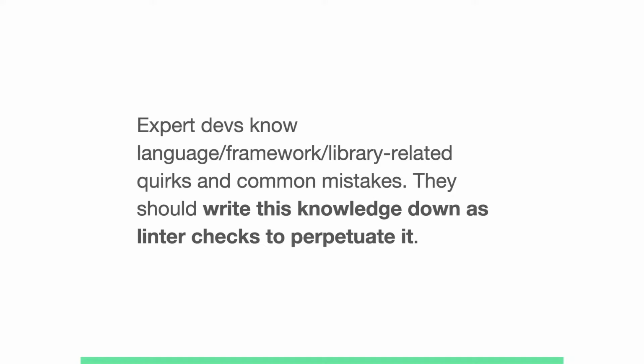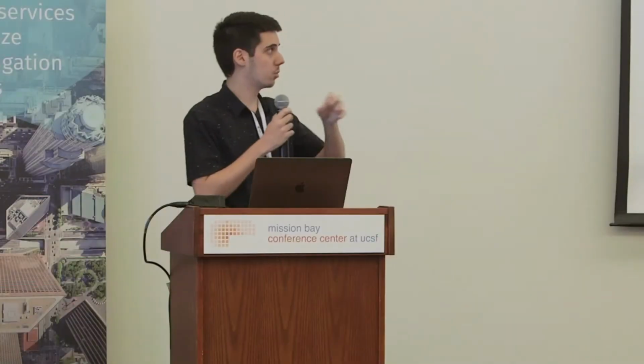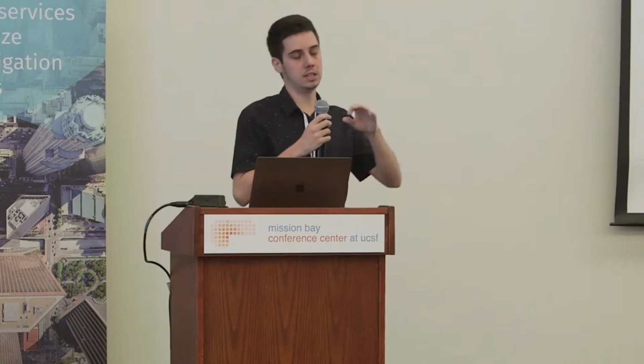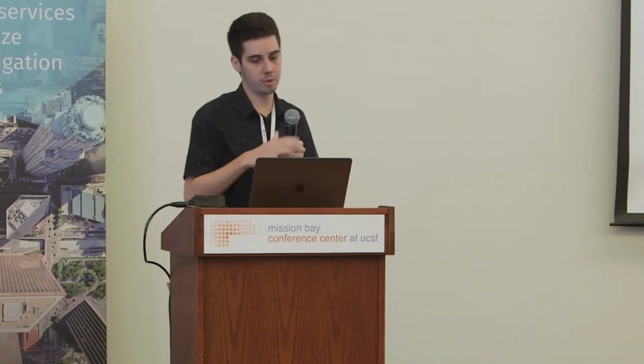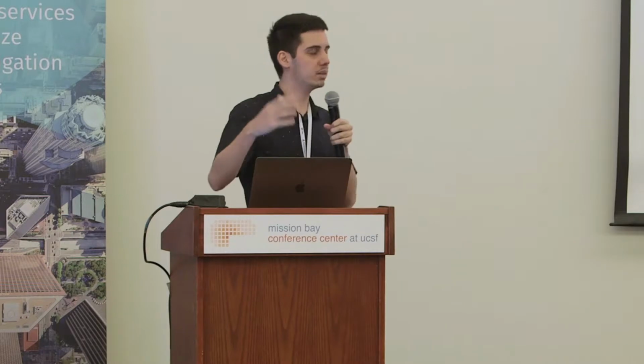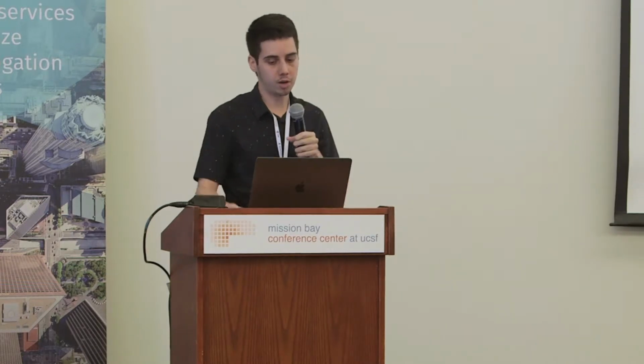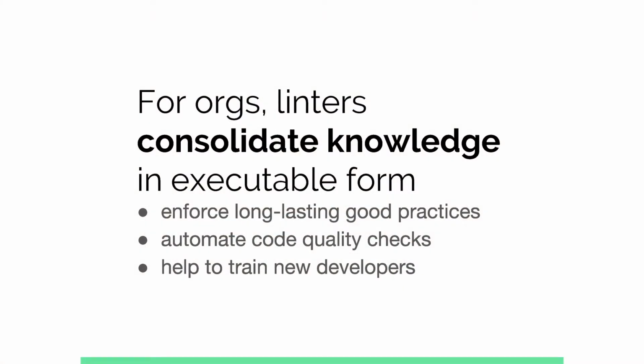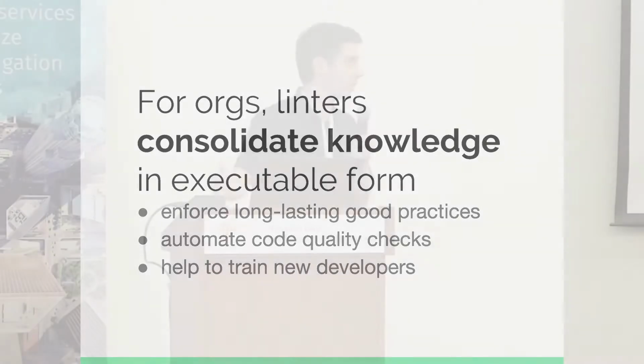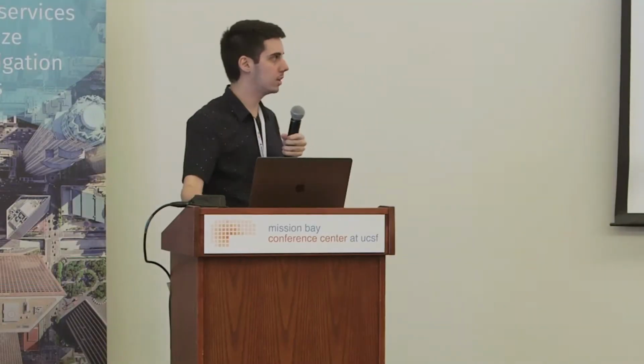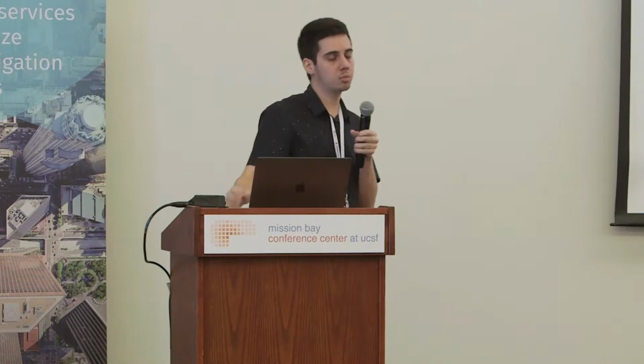Expert developers know language, framework and library-related quirks and common mistakes. It would be great if expert developers wrote this knowledge down as linter checks to prevent them from happening, perpetuating this knowledge in the form of automated checks. So for organizations, linters consolidate knowledge in executable form. This way, they enforce long-lasting good practices, they automate code quality checks, and also help to train new developers.